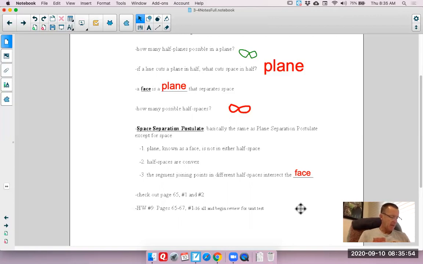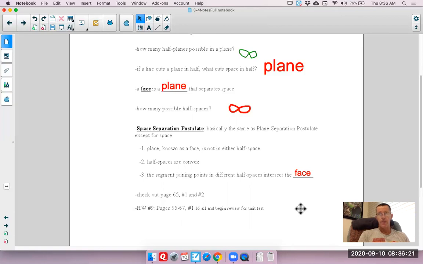B, is a set consisting of only 2 points convex? What do you think? Answer is no. How could it be, right? How can you have a segment joining them? Wouldn't the segment have to go through another point? So the answer would be no. Doesn't meet that definition.